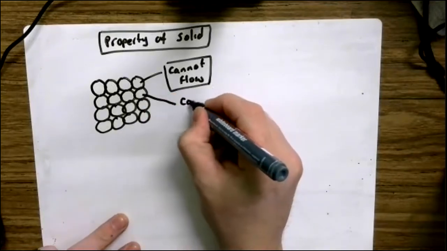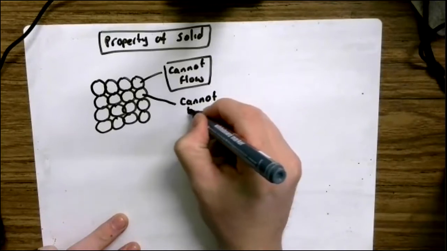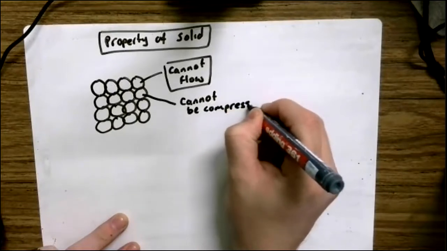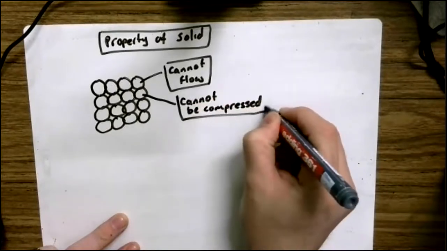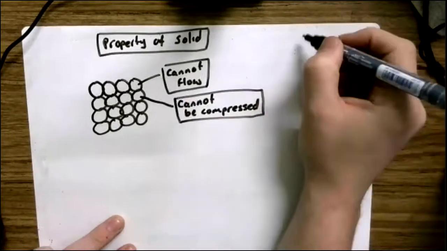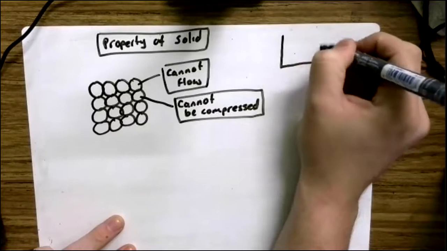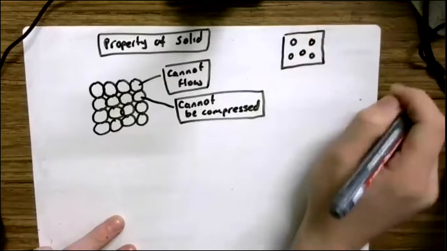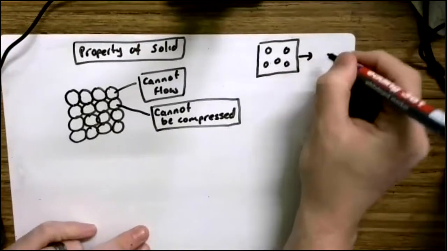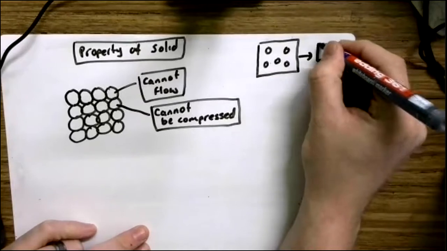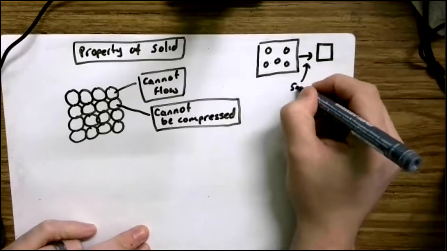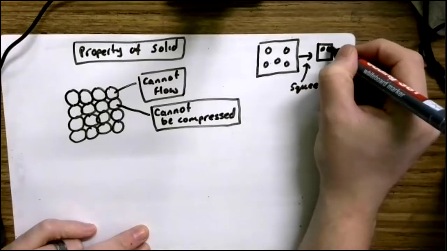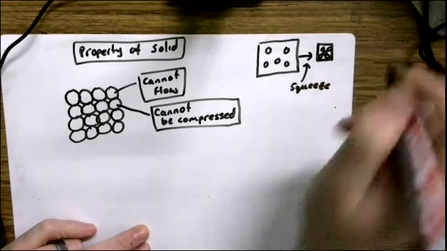A second property is that solids cannot be compressed. Now, what does compression mean? Well, if we were to take a box, and in that box, we were to put 5 particles. Now, if we were to take that box and squash it, squeeze the box, then we would have 5 particles in a box which is much smaller.